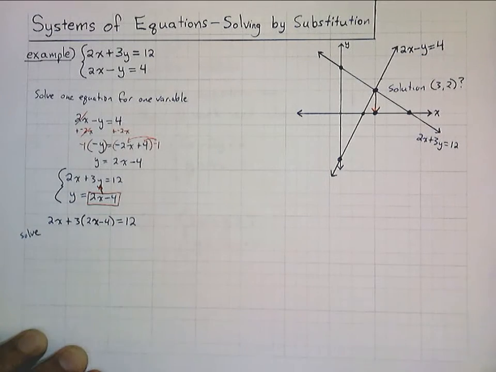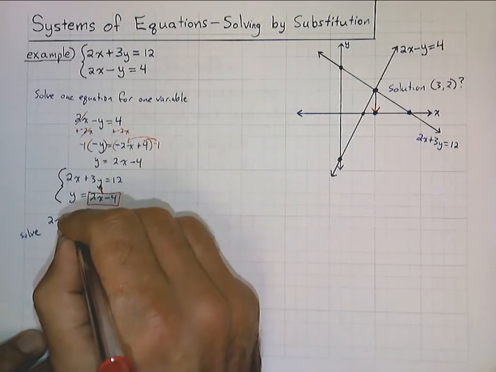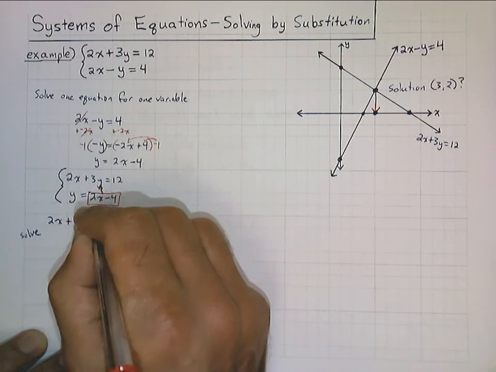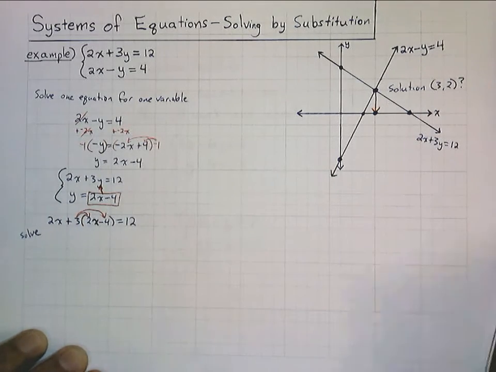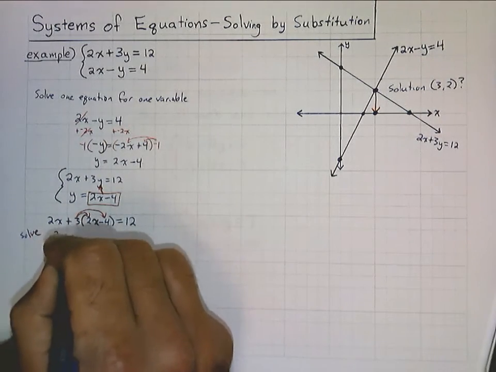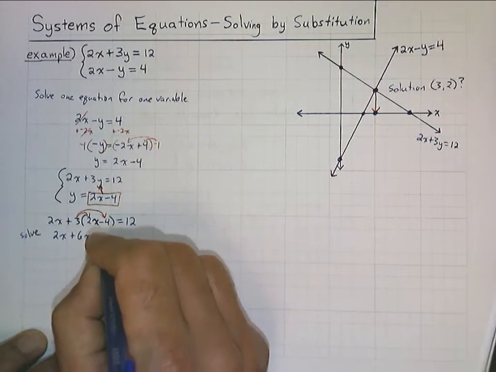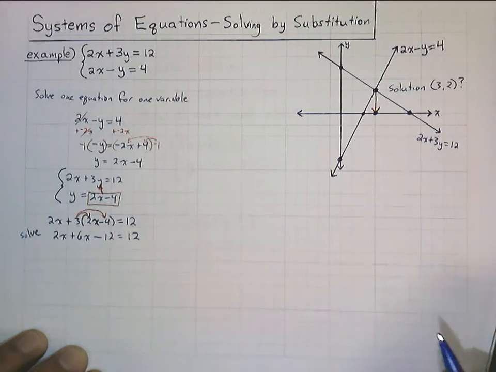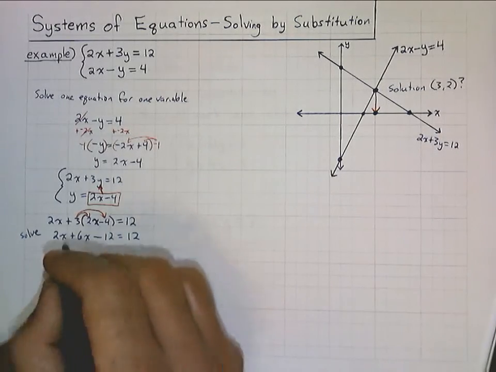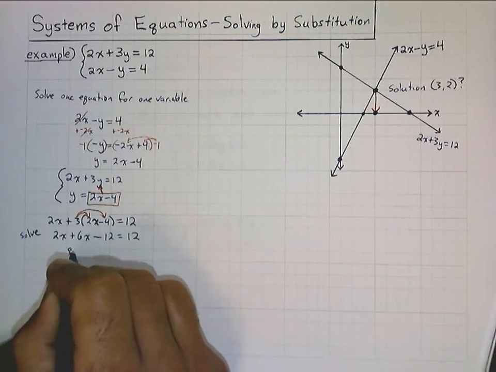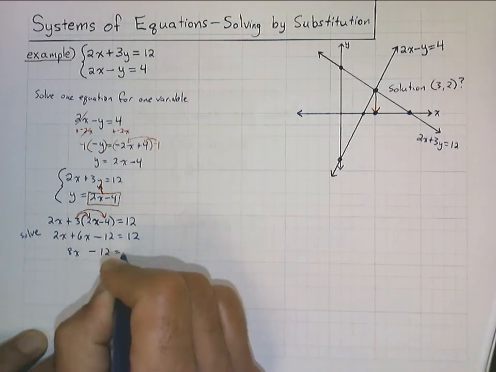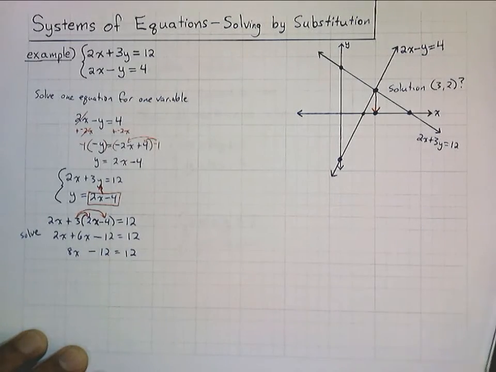So of course we just have to combine our like terms, but first we'll have to distribute. So we have 2x plus 6x minus 3 times 4 is 12, is equal to 12. Combine the like terms here. 2x plus 6x is 8x minus 12 equals 12.